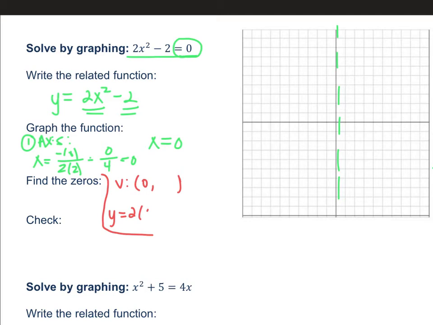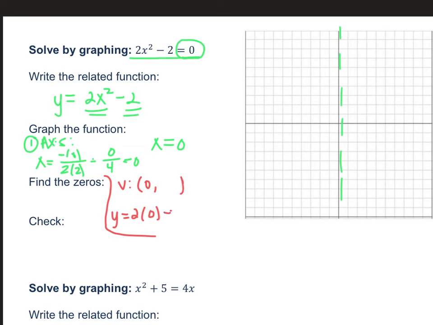y equals 2 times 0 squared minus 2. 0 squared is 0, 0 times 2 is 0, minus 2, and we get a negative 2. So our vertex is at negative 2. So (0, negative 2) right there. Maybe I will put a little V right there so I know that that's the vertex.